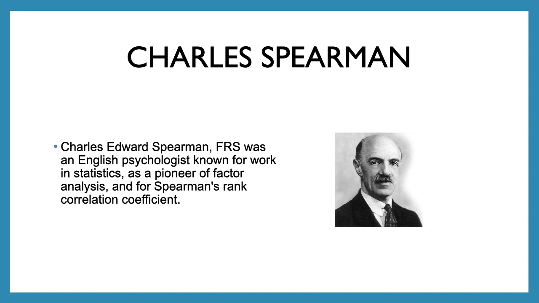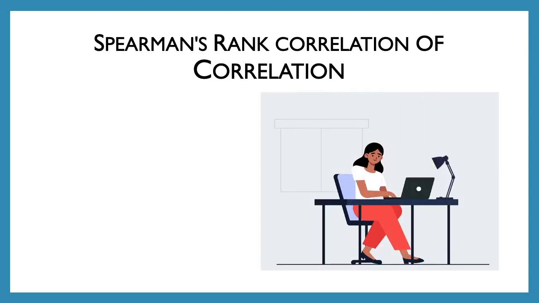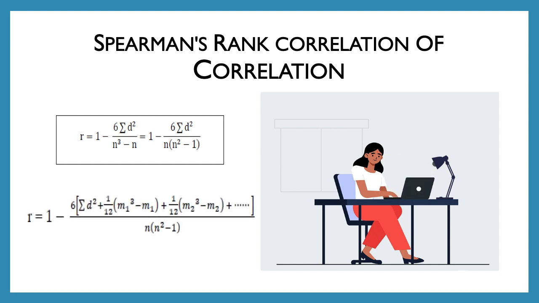Second, it does not assume that the population under study is normally distributed. Under this method, correlation is measured on the basis of the ranks rather than the original values of the variables. For this, the values of the two variables are first converted into ranks in a particular order. Spearman devised the formula as r equals to 1 minus 6 summation of d square upon n cube minus n, equals to 1 minus 6 summation d square upon n into n square minus 1, where d is the difference between the pair of ranks of the same individual, n is the number of pairs, and r is the coefficient of correlation.